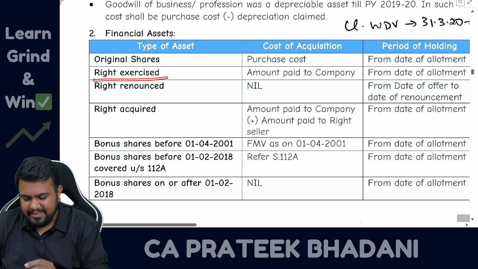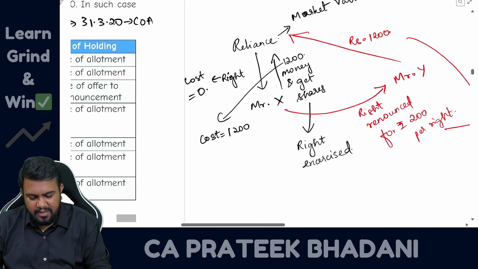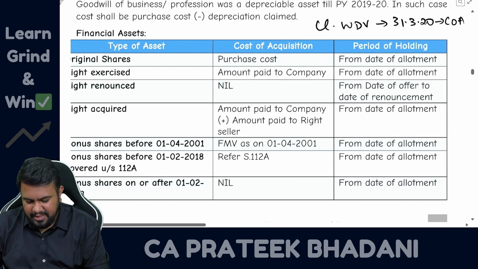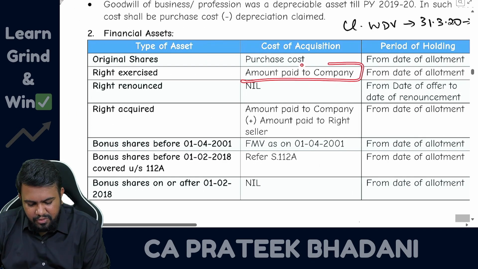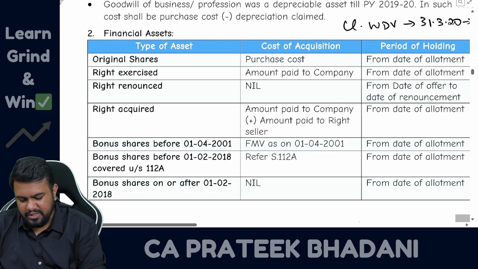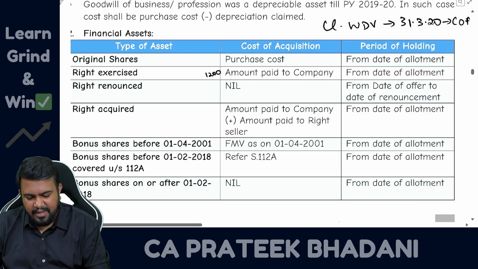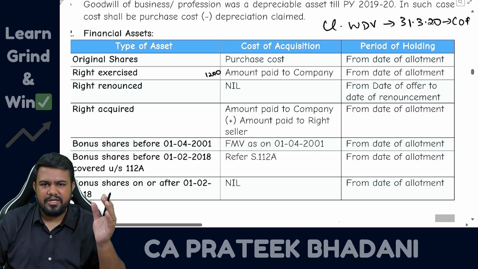Okay, wow. So now let us see. Firstly, right exercised. Right exercised means Mr. X himself has exercised the right. So in this case, the amount paid to the company will be the cost of acquisition. In our example, it is 1200 rupees paid to the company. Fine. And the period of holding, as I told you, will start from the date of allotment of shares.